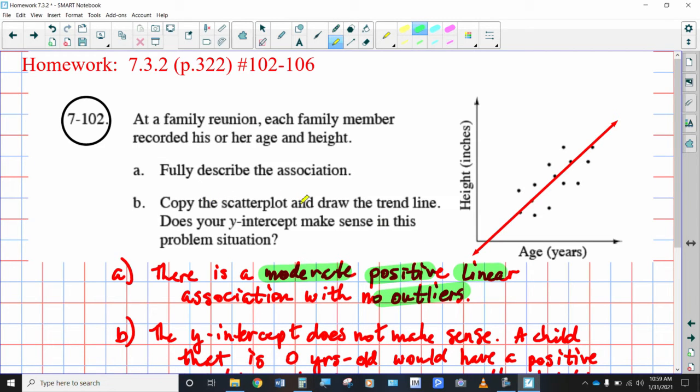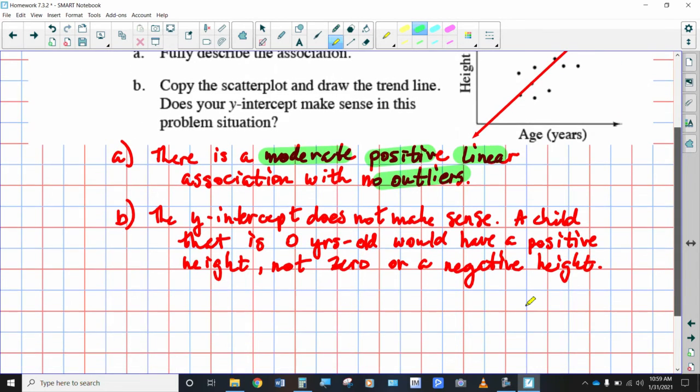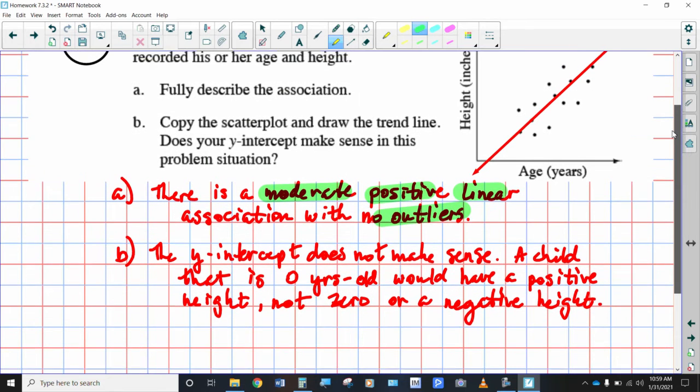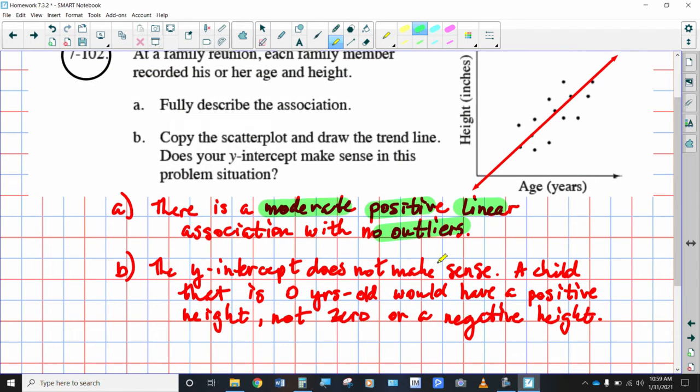Now, copy the scatter plot and draw the trend line. Does your y-intercept make sense for this situation? I have to say, I was kind of surprised when I started teaching this. In my career, I never really had a need to analyze scatter plots, so I didn't really focus too much on this until I started teaching 8th grade math. But sometimes your y-intercept just doesn't make sense, right? There's no way that you should have a negative height for a person that is 0 years old. I mean, how could there be a negative height? It doesn't make any sense.